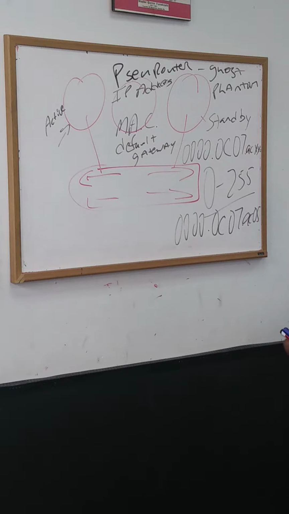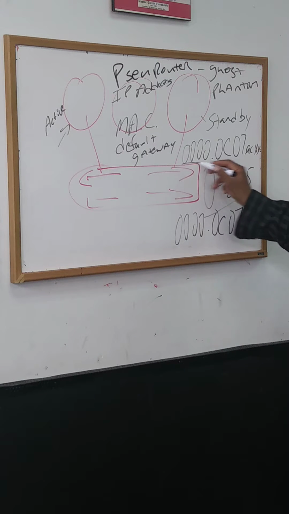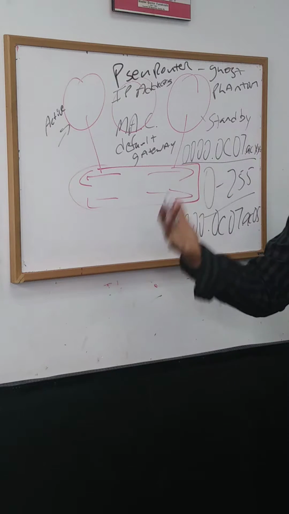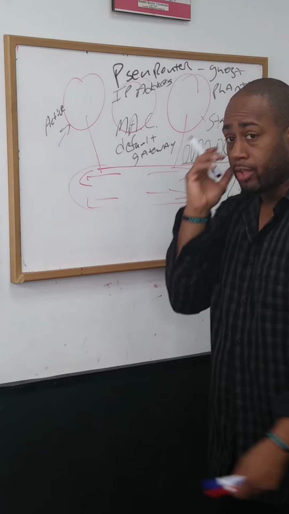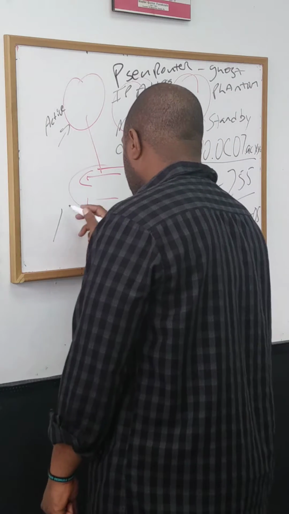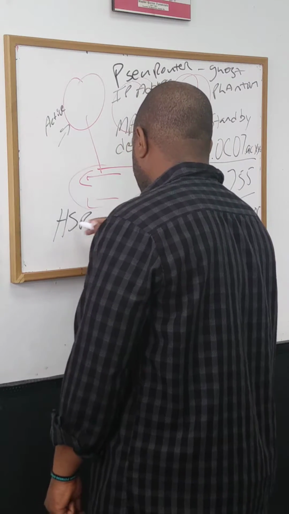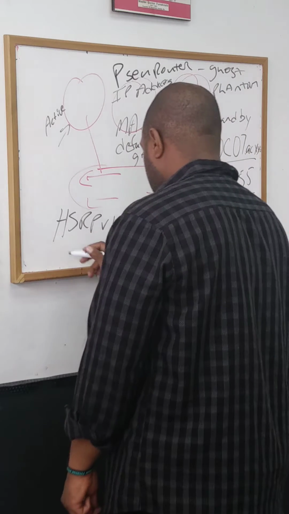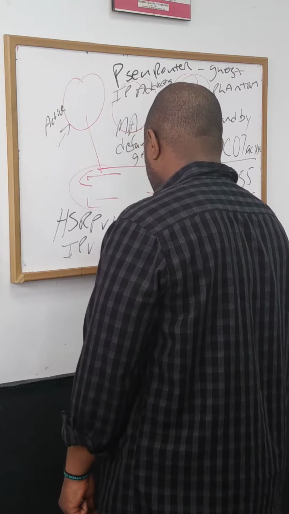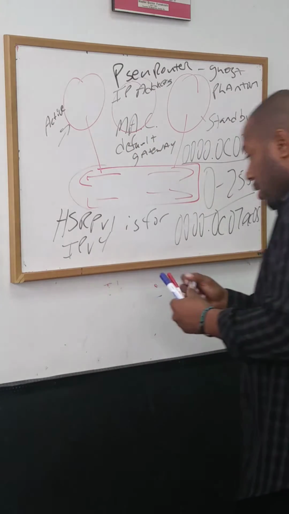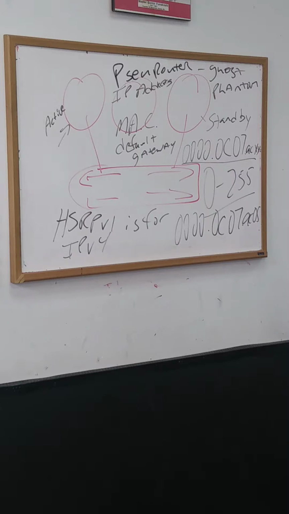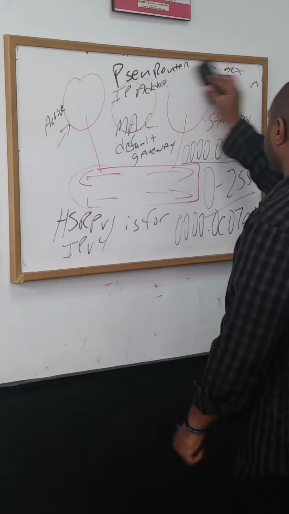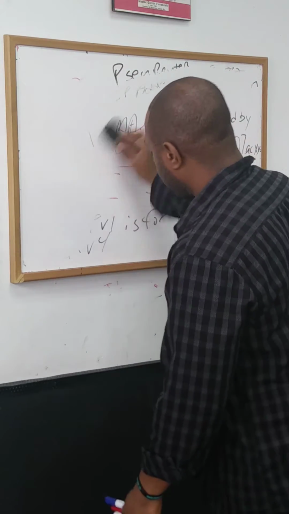So this MAC address is the version 1 HSRP address. Version 1 of HSRP is for IP version 4. Version 2 of HSRP is for IP version 6.